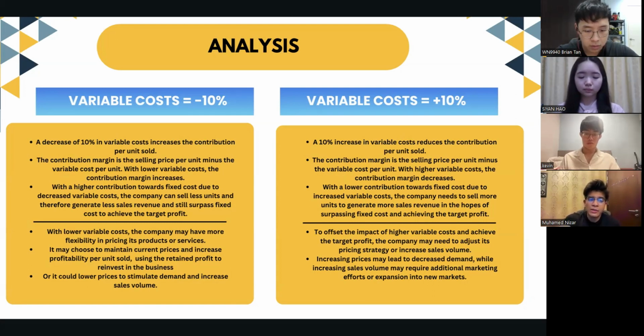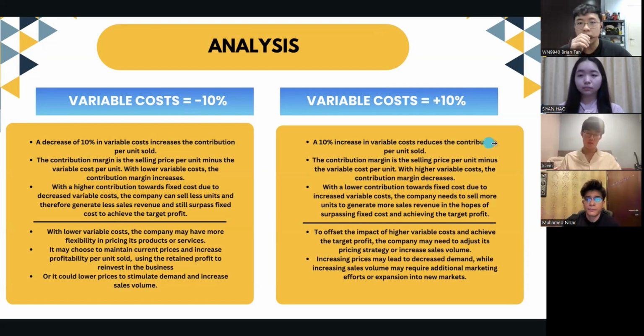In summary, managing variable costs is very crucial for maintaining a healthy contribution margin and achieving financial targets. Companies must be careful to consider their pricing strategy and market expansion efforts in response to changes in variable costs. That's it for my slide. I'll be passing on to Brian. Thank you.